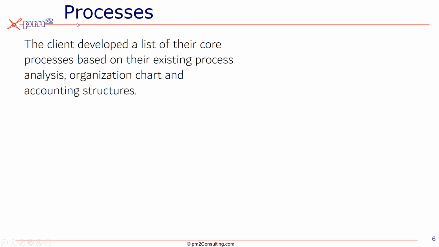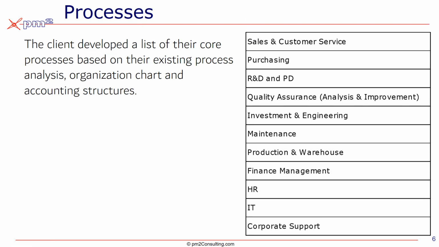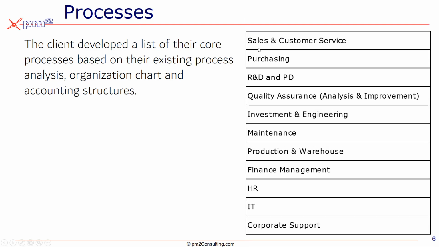So first thing is we have to take a look at your processes. What are the things that you do that are the core activities inside the organization? So for this client, they had value streams or processes such as sales and customer service, purchasing, R&D and product development, quality assurance. And some of these names might be familiar to you. In fact, in many cases, they may appear to be your department names because many times we set up departments around core processes. We put the HR people together and we call it a department, but it's really just a bunch of HR processes.